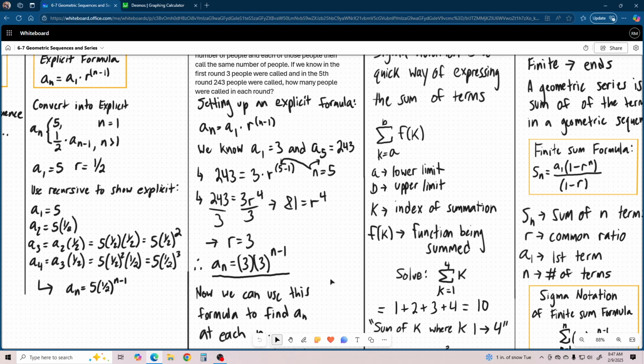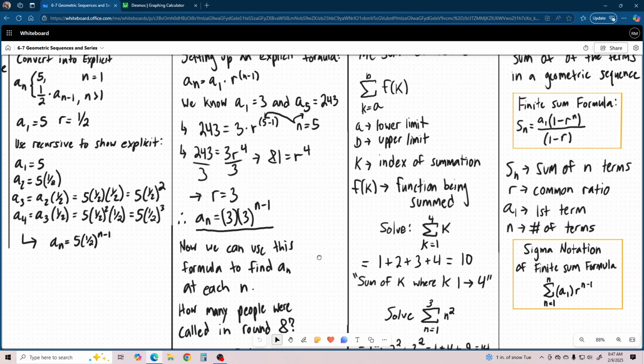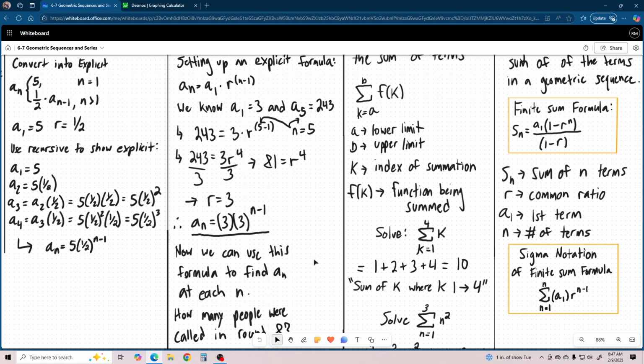Therefore, that's what these 3 dots mean. Therefore, to set up our explicit formula, a sub n equals our initial value, which is 3, times our common ratio, which is 3, to the n minus 1. Now we can use this formula to find a sub n at every level of n. If you want to know 350 chains down the road, how many people have been called, we can put in a sub 350 equals 3 times 3 to the 349, and that will tell us how many people have been called.